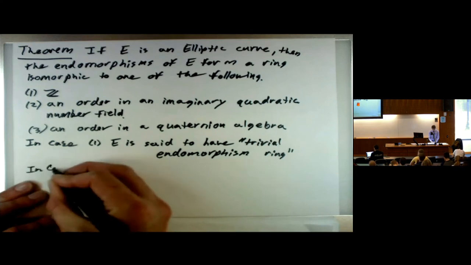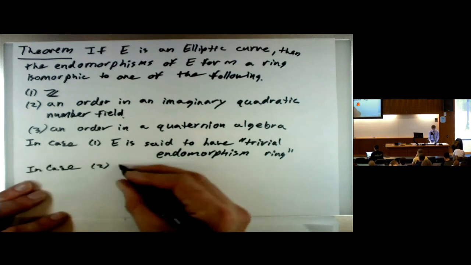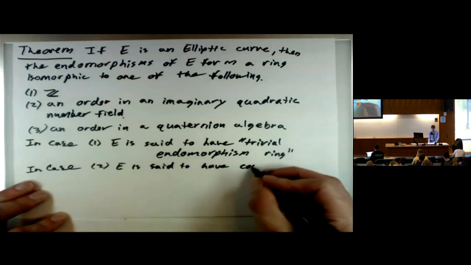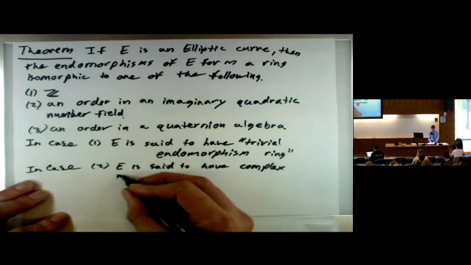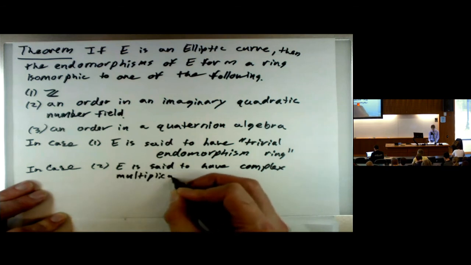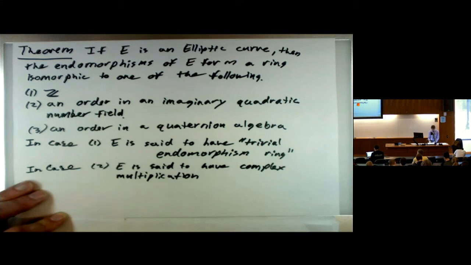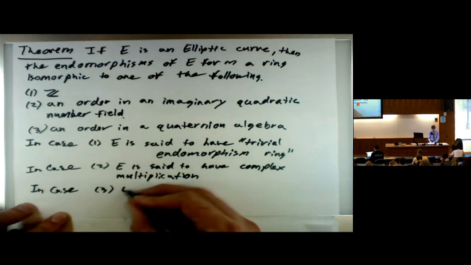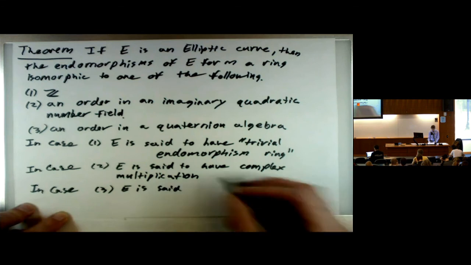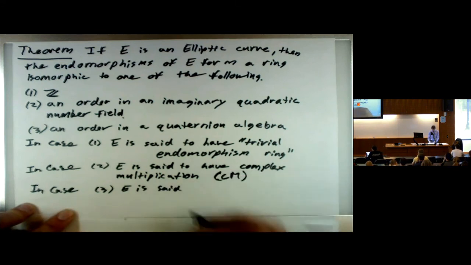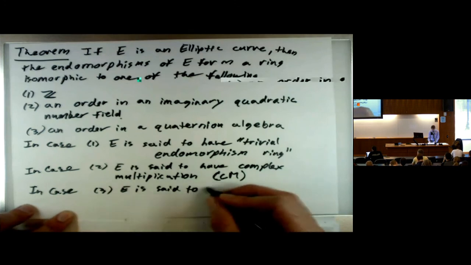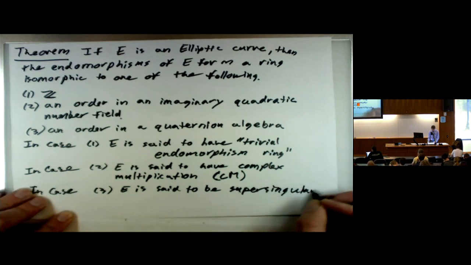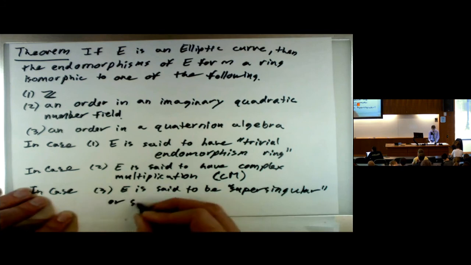Case two, E is said to have complex multiplication. In case three, E is said, or CM is used as an abbreviation often. E is said to be super singular or super special.